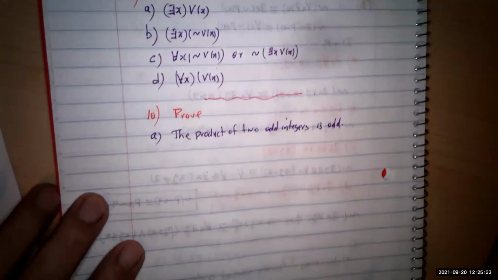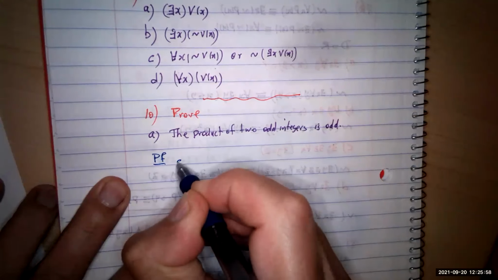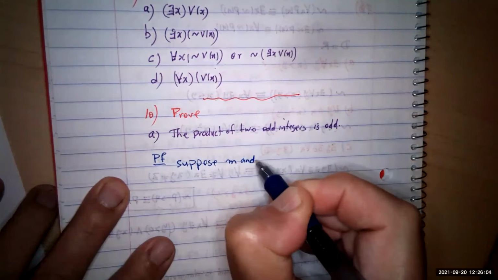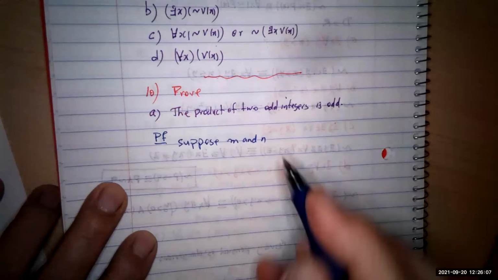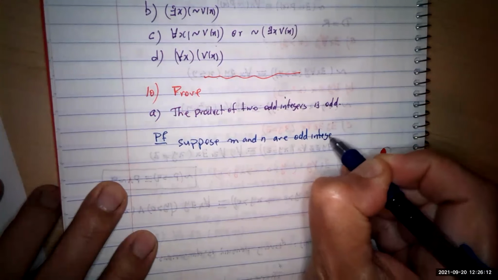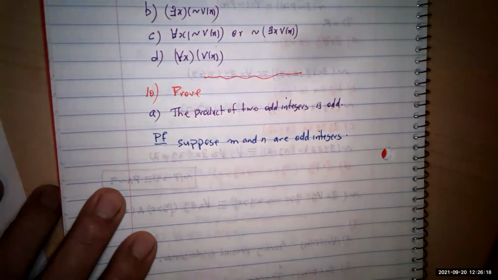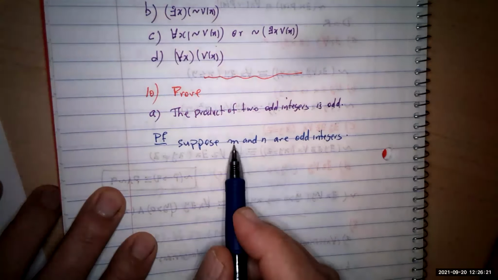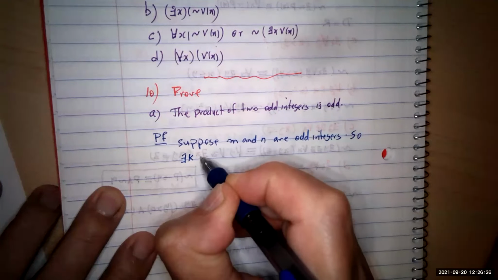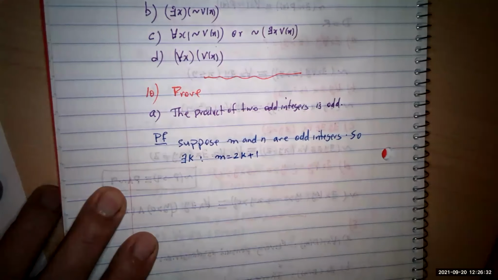So direct proof, you pick two odd numbers. So this is it, the proof. Suppose m and n, x and y, whatever you like. Suppose m and n are odd integers. We have a definition for the odd. Remember, a number is odd if it's of the form 2k plus 1. So for the first part, by definition, there is a k such that m is equal to 2k plus 1. That's the definition of odd numbers.